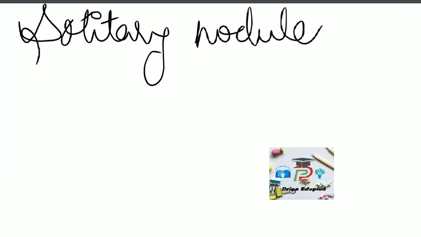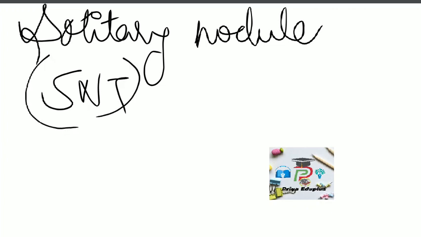Okay, first one is solitary nodule. When you palpate the thyroid glands, if there is only one nodule, a dominant nodule which is getting palpated, it means the chance of a carcinoma is more compared to multiple nodules. If it is going to be solitary nodule tumors, the chance of carcinoma is more. This is the first criteria.